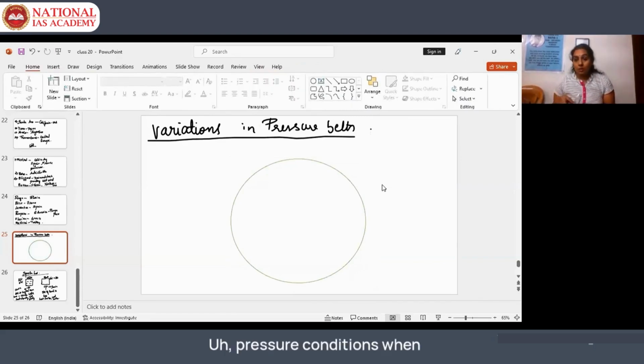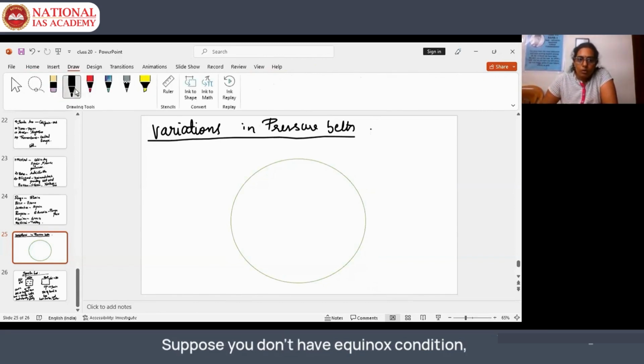Pressure conditions when the sun is at equinox. Okay, so whatever you saw yesterday, that pressure belt pattern, that is there only when you have your equinox condition. Suppose you don't have equinox condition.